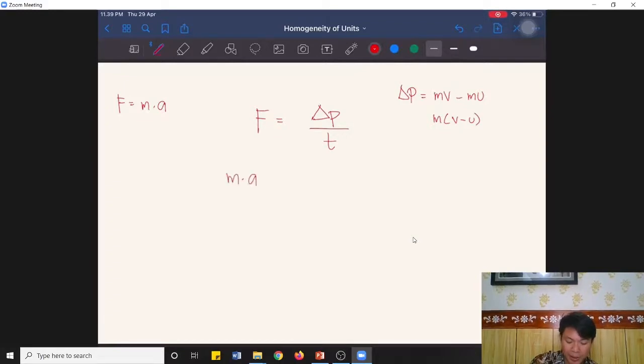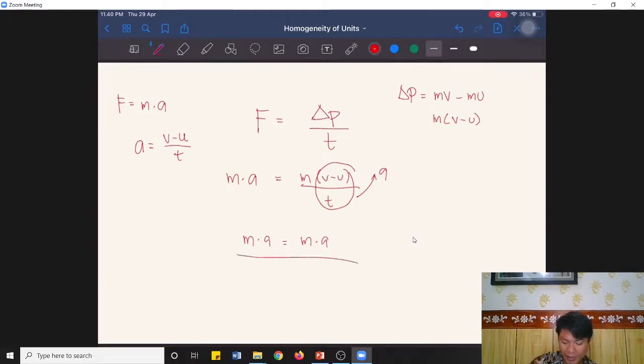Let's put it there. Mass times acceleration is equal to m(v minus u) all over time. If you look at it, a is equal to v minus u over time, isn't it? This one looks like a. So if we write it down there, yes, they are the same.